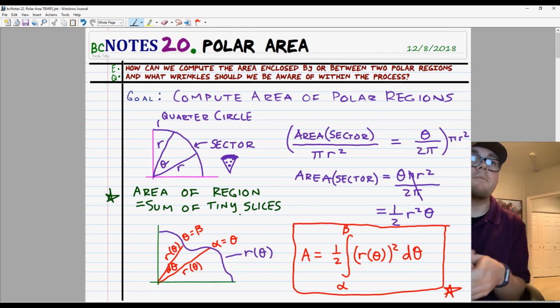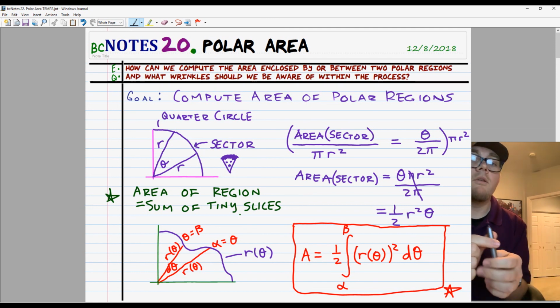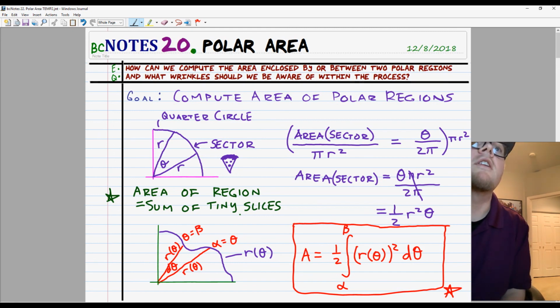And then, of course, in our case, because we're letting theta be really, really small and creating infinitesimally small little pizza slices, we think of it as d theta. So we started there with that concept, trying to always get you thinking of it as sums of tiny little slices of pizza. That's how we add up polar area.